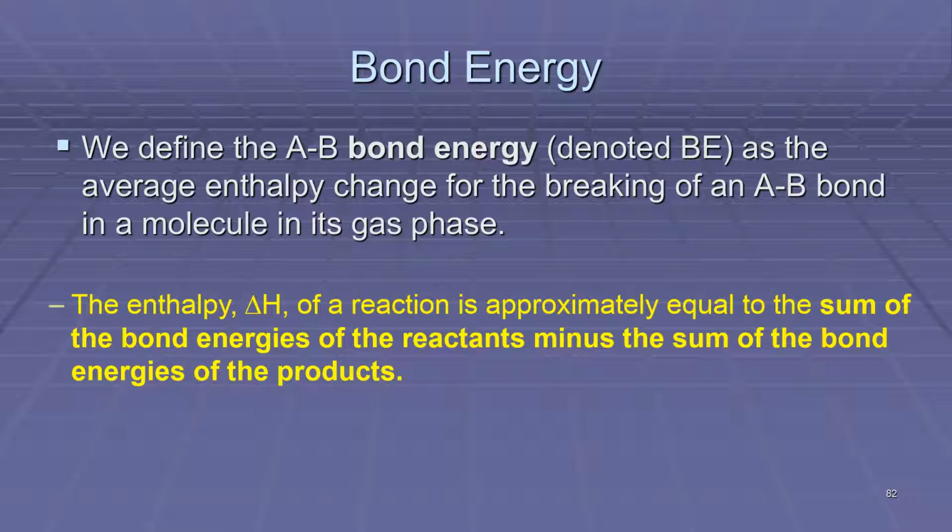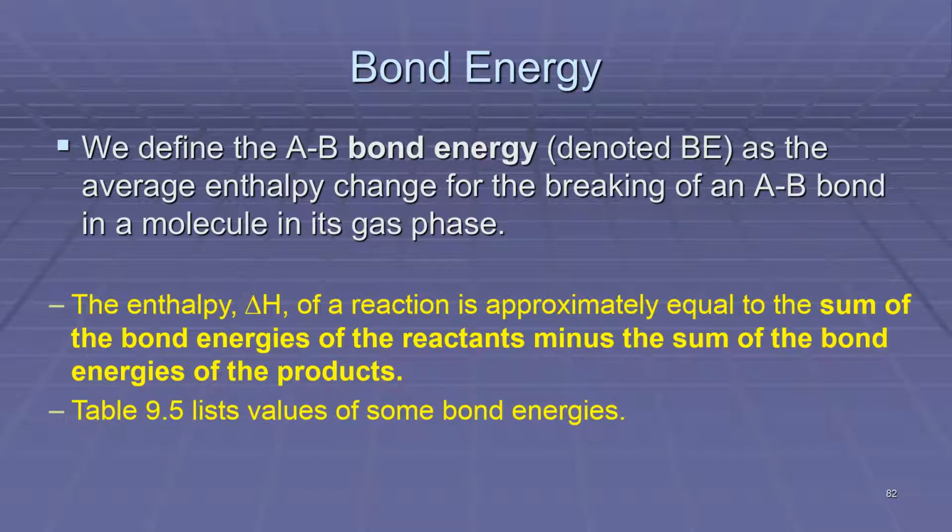It's approximately equal to the sum of the bond energies of the reactants, so the ones that you have to break apart, minus the sum of the bond energies of the products, which are the new bonds that are forming, which means energy is released.